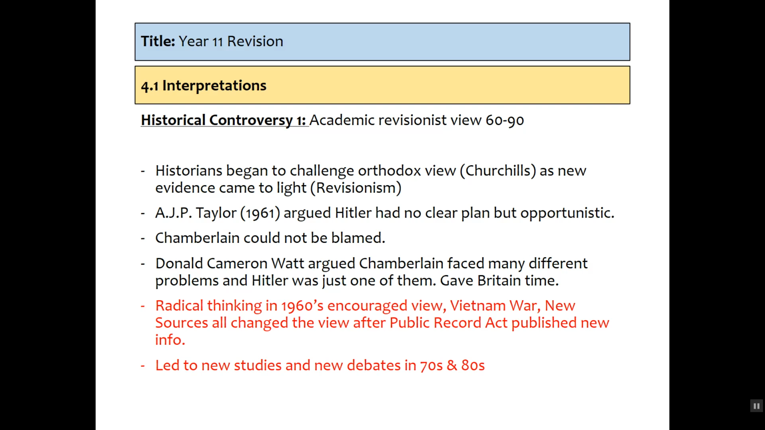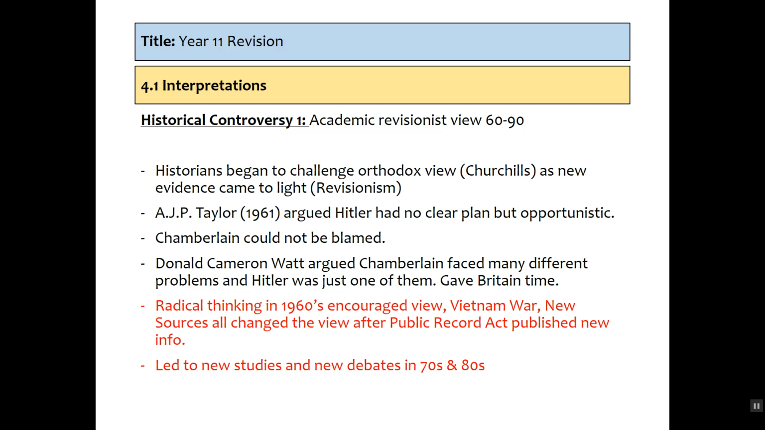A.J.P. Taylor in 1961 is the first historian to come out and argue that Hitler does not have a clear plan in the 1930s. He just seizes opportunity, and therefore Chamberlain had absolutely no way of knowing Hitler's intentions, and therefore no way of planning for it. So it's known as revisionism. It's supported by historians such as Donald Cameron Watt, who argues that Chamberlain is facing lots of different problems: the League of Nations, limited resources, and he has to do the best that he possibly can. He has to give Britain time.